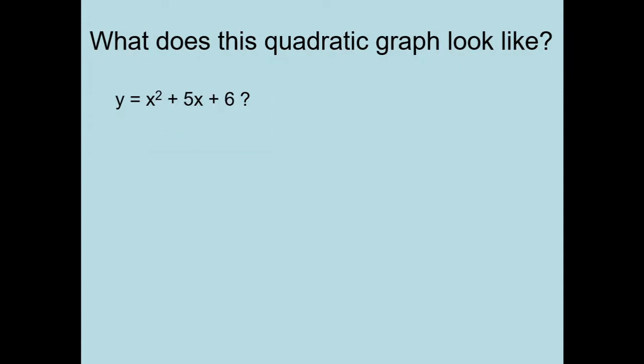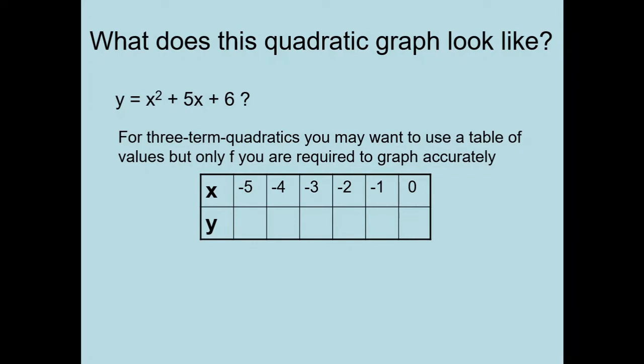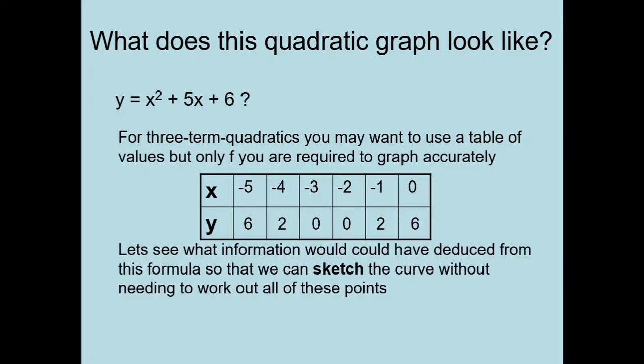Let's do the same with this quadratic. What's it going to look like? We could go through the process of filling out a table of values, but only if you actually need to graph this accurately. So here's my table of values, and I've chosen some values of x from -5 up to 0. Filling this in: -5 squared plus 5 times -5 plus 6, and -4 squared plus 5 times -4 plus 6, and so on. But I don't need to go through this process if I just want to sketch the graph.